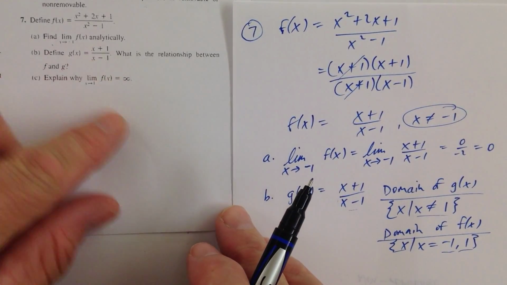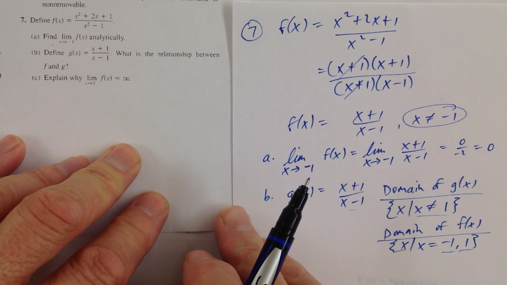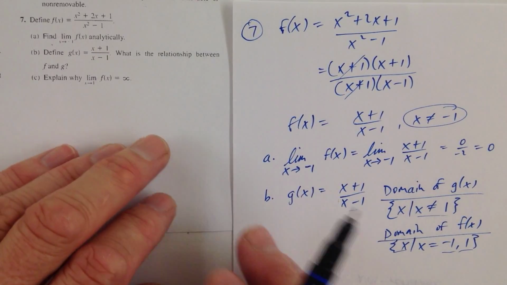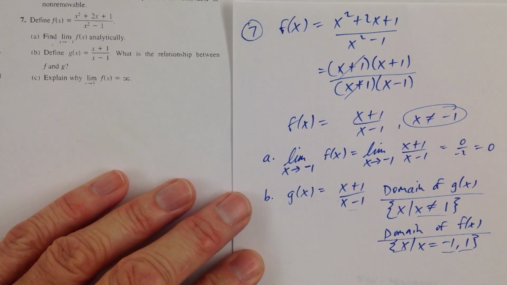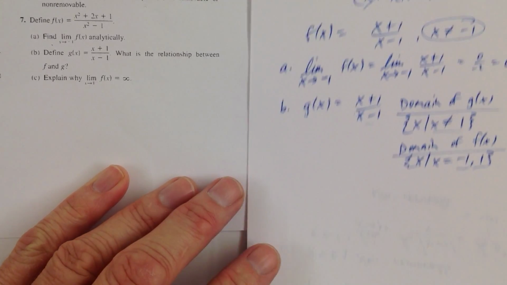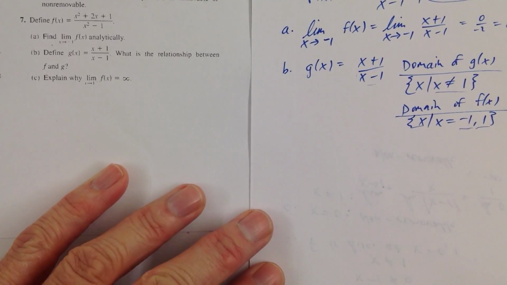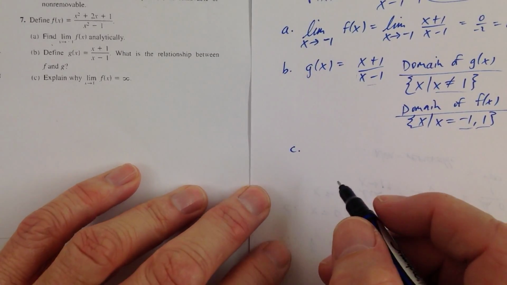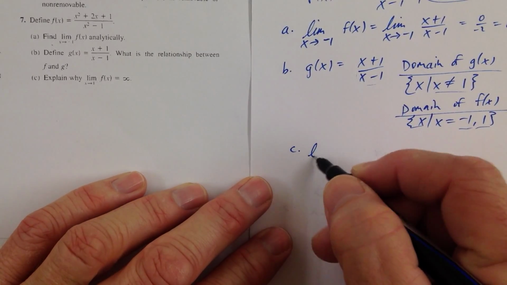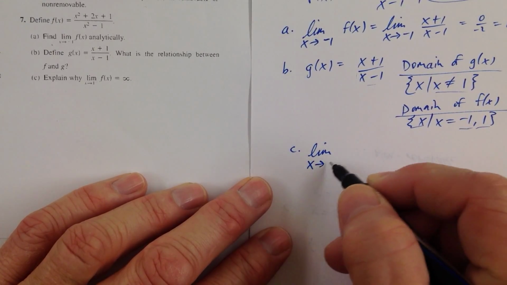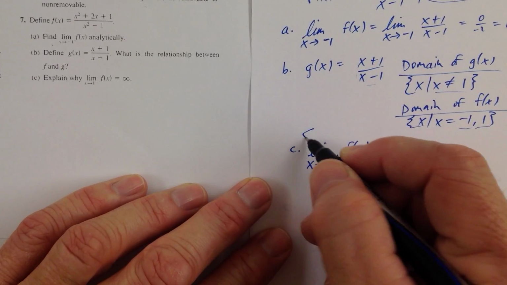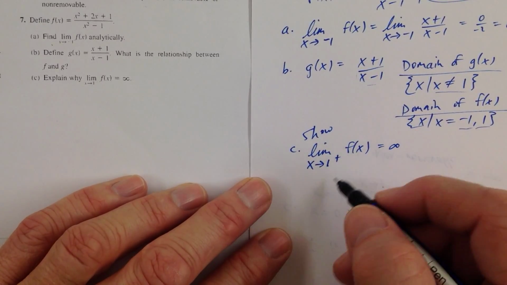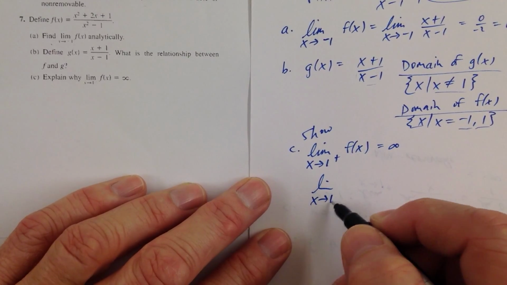Now I'm looking at this: explain why the limit as x approaches 1 of f of x is infinity. So that looks like 1 from the right. I'm really sorry about the poor quality of this copy, but we're trying to show that the limit as x approaches 1 from the right of f of x is equal to infinity. So we're showing that, and to show that, we'll just find the limit.